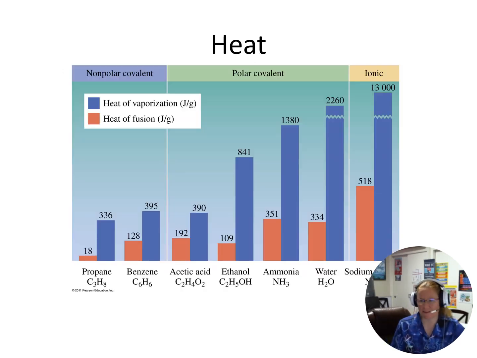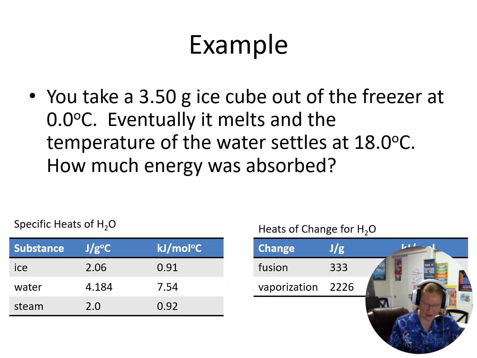We've looked at this once before. This is again showing us that the heat of vaporization is so much higher than the heat of fusion, because it takes a lot more energy to break those intermolecular force tethers than it does to just get something that's solid to start moving around like a liquid. All right, so let's do a couple examples here.